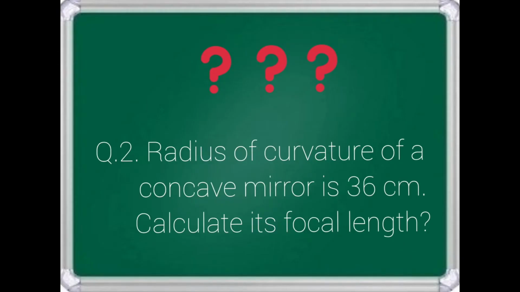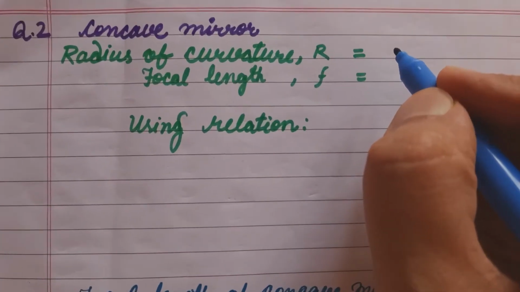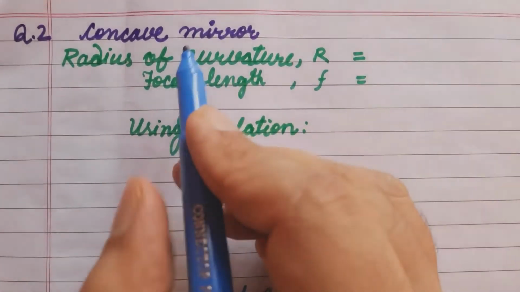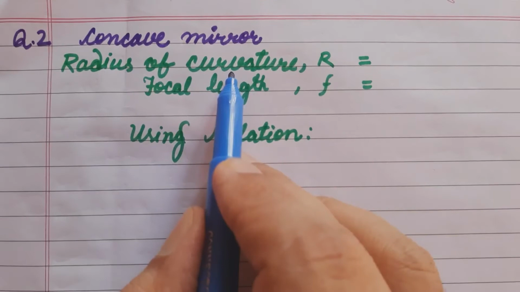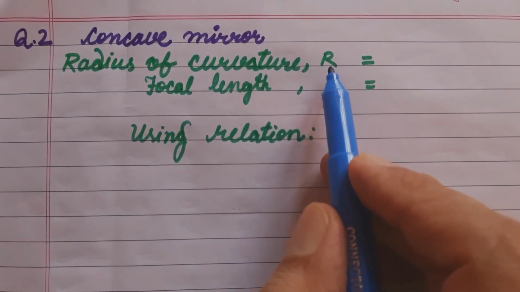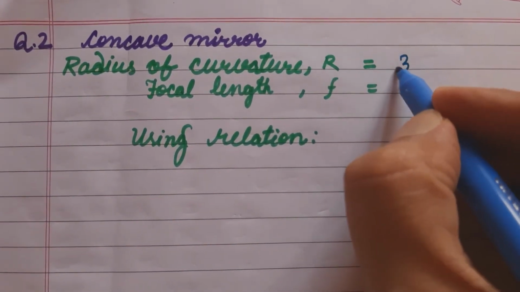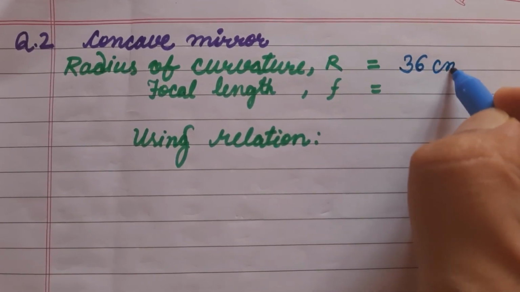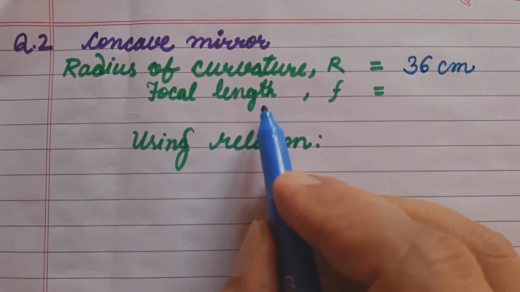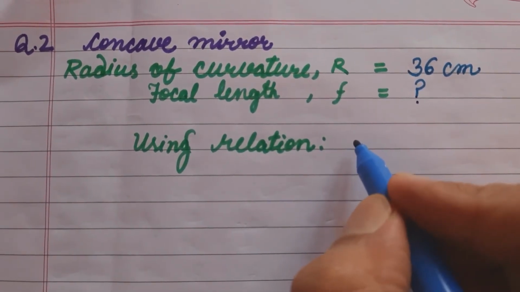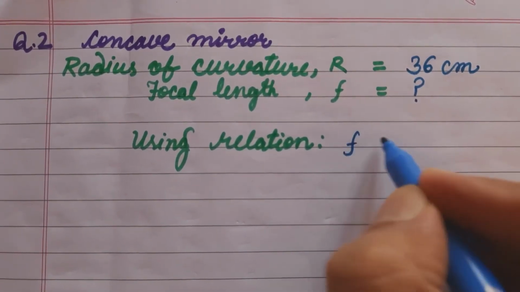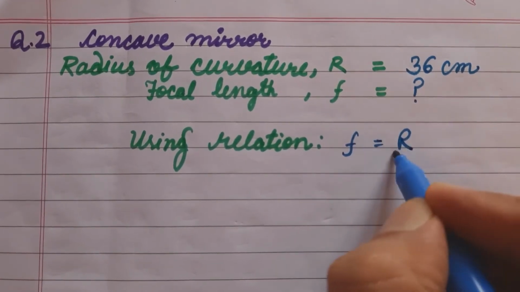Second question: the radius of curvature of a concave mirror is 36 centimeter. Calculate its focal length. First of all, we will write the heading, concave mirror. Radius of curvature, denoted by R, is given in the question, that is 36 centimeter. Focal length, denoted by small f, we have to find out using the relation we have studied in the previous video: f equal to R by 2.